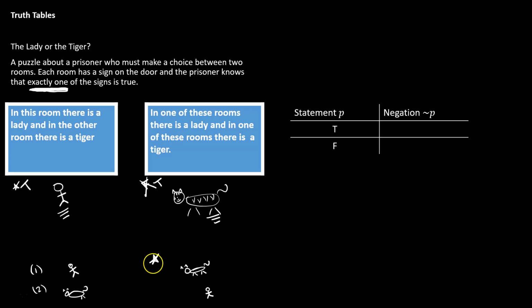So if the first door is true and the second door is false, then scenario 1 won't work, because scenario 1 agrees with what's written on the first door. So it would have to be scenario 2, because if scenario 2 is the right one, then it says that there's a tiger in this first room, not a lady. But what's written on the door there says there is a lady in this room.